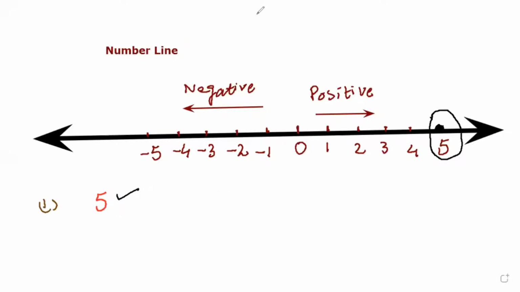Okay. For the second question, I'm saying show -3 on the number line. So where is it? We will move from 0 to the left side and we will show -3 here. All right. So in this way, we can show different numbers, positive or negative, on the number line. So I hope you are clear. Okay, let's move on.